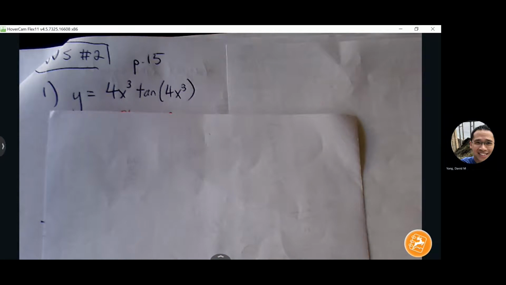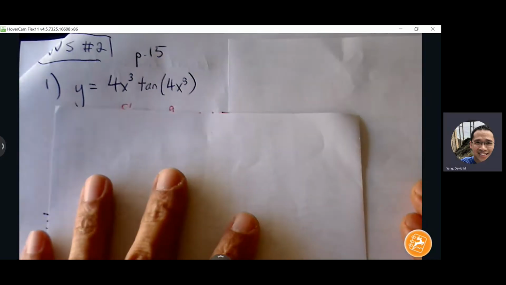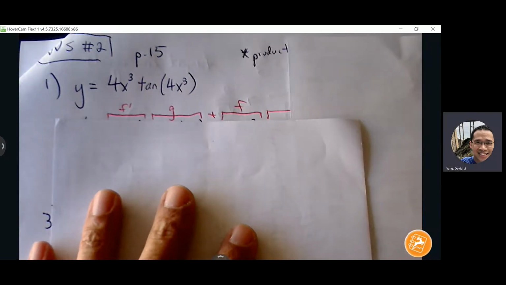Page 15. 4x cubed, tangent 4x cubed. What's the rule that we have to apply here? Product rule. Good. So I want us to make sure that we can see the product rule. Then we know, okay, I've got to spell out each of the parts of the product rule, and then within each part, I can take the derivative of 4x cubed and the derivative of tangent 4x cubed. All right, let's try that. See if you can make your way down to the derivative.